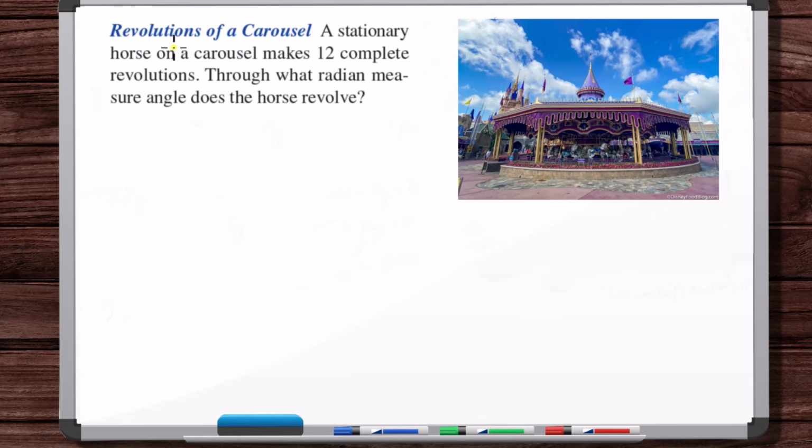A stationary horse on a carousel makes 12 complete revolutions. Through what radian measure angle does the horse revolve? 12 revolutions. How many radians are in a revolution? 2 pi. There's 12 of those. 12 times 2 pi, 24 pi.